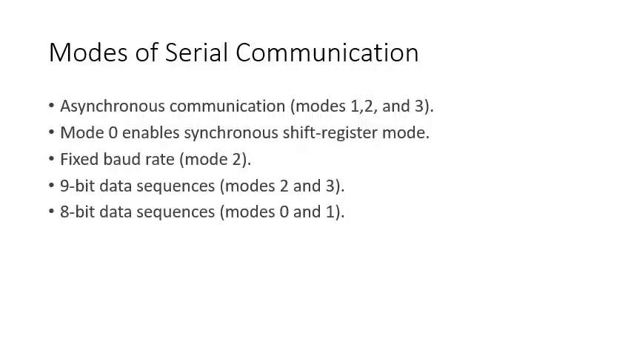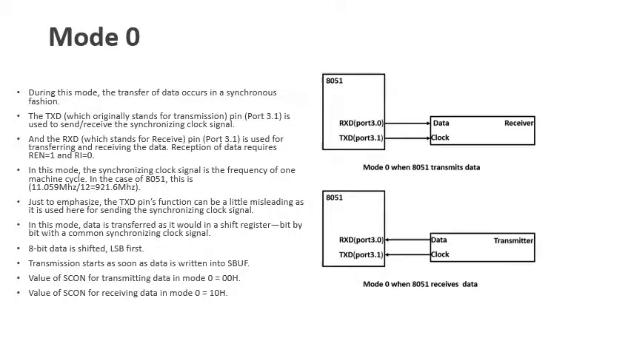We have a total of 4 modes in serial communication. Out of these, 3 modes enable asynchronous communication, that is modes 1, 2 and 3. Mode 0 enables synchronous shift register mode communication. Out of these modes for asynchronous communication, one has a fixed baud rate, that is mode 2. Modes 2 and 3 communicate in a 9-bit sequence, and modes 0 and 1 communicate in an 8-bit data sequence. Let us discuss the modes of serial communication in detail.